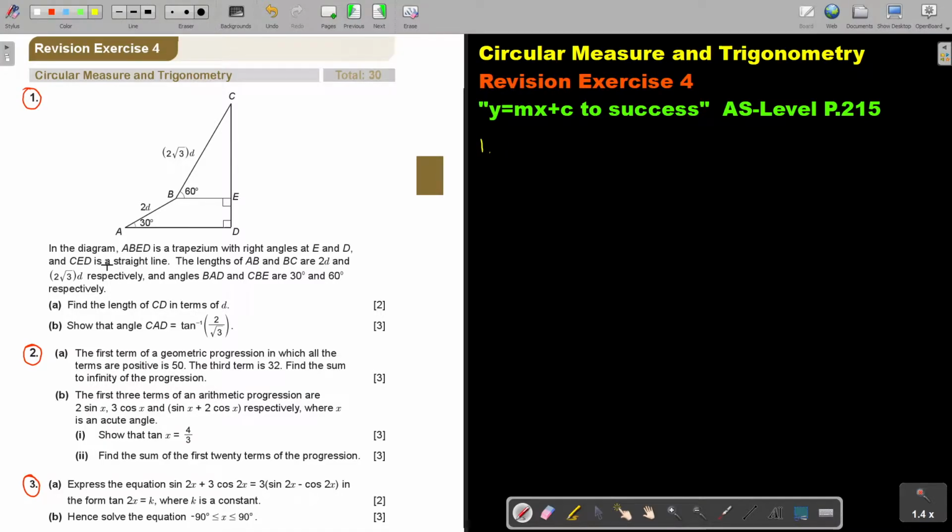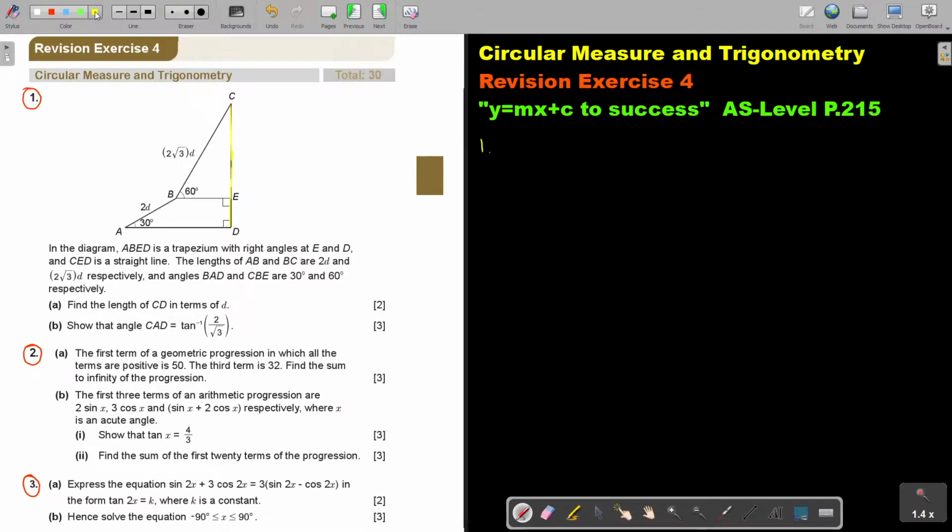Number 1. In the diagram, ABED is a trapezium with right angles at E and D. And CED is a straight line. The lengths AB and BC are 2d and 2 square root 3d respectively. And the angles BAD and BCE are 30 and 60 degrees respectively. Find the length of CD in terms of d.